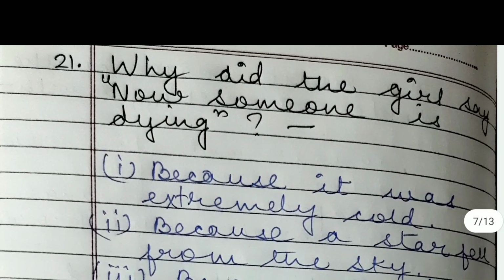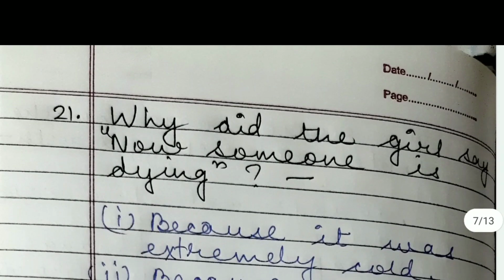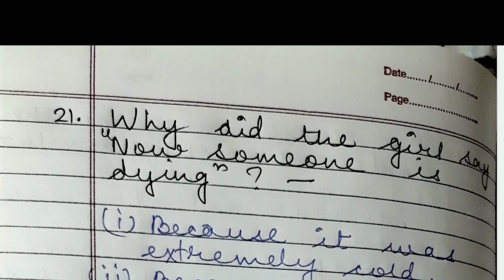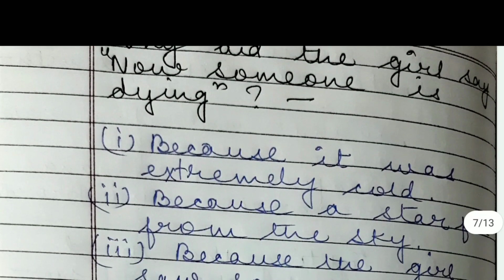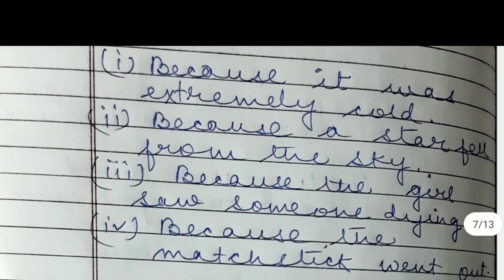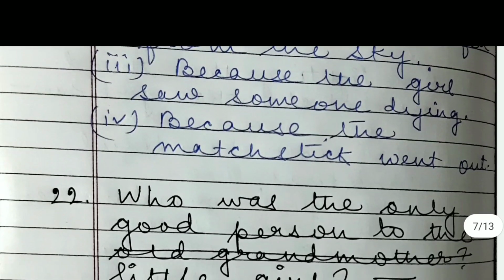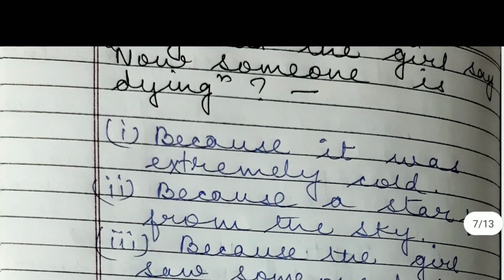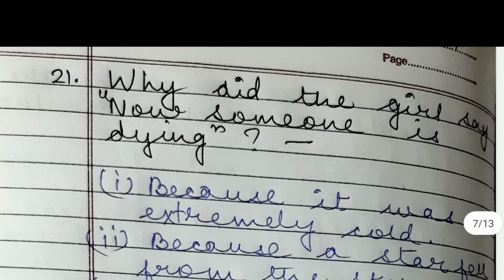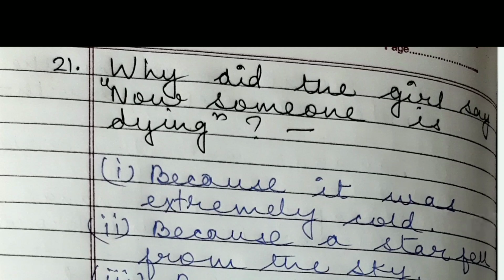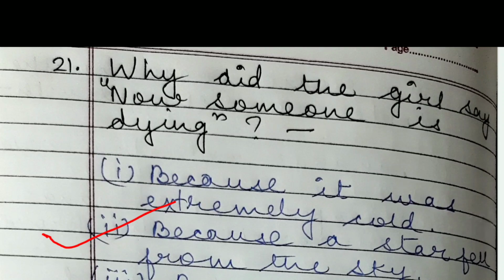Next, question number 21. Why did the girl say, "Now someone is dying"? Option 1, because it was extremely cold. Option 2, because a star fell from the sky. Option 3, because the girl saw someone dying. Or option 4, because the matchstick went out. So why did the girl say this? And the right answer is option 2, because a star fell from the sky.